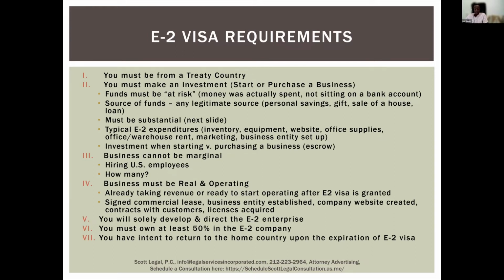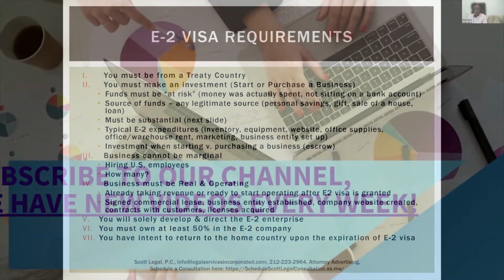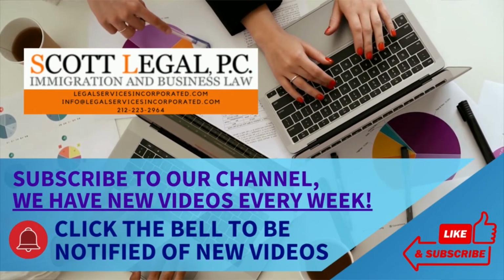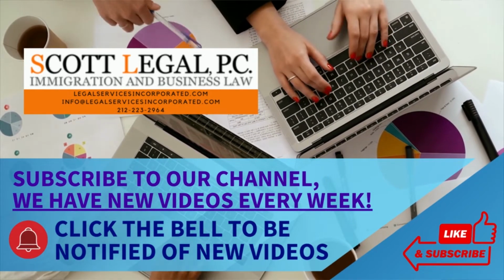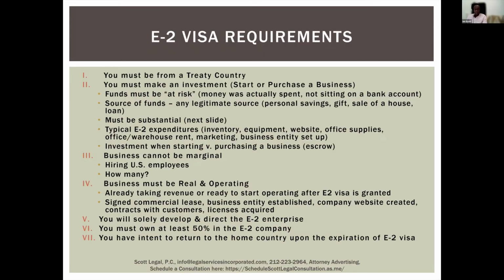And really think of any legitimate business that will ultimately hire US workers, and then you would see that it would be possible for someone to qualify for an E-2 visa. When you're looking at an E-2 visa, the funds have to be at risk. So it's not possible to just set up a business entity and put $100,000 in a business bank account and consider that money spent, because the government says that you could just go to the bank account and withdraw that money. So it's not what they call at risk.